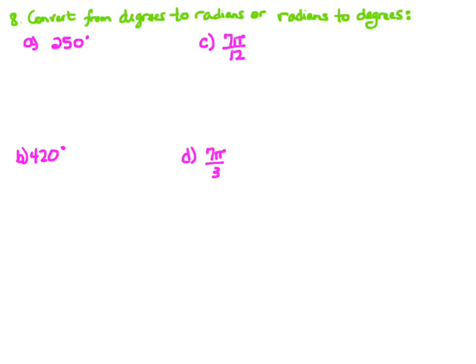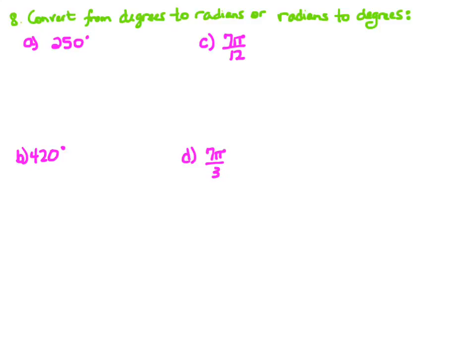In this video, we're going to look at questions 8, 9, and 10 from your test review. First question here asks us to convert either from degrees to radians or from radians to degrees. Now remember, when we're converting, our conversion factor is pi and 180, and we just need to figure out which way we want to write that fraction to get the proper conversion.